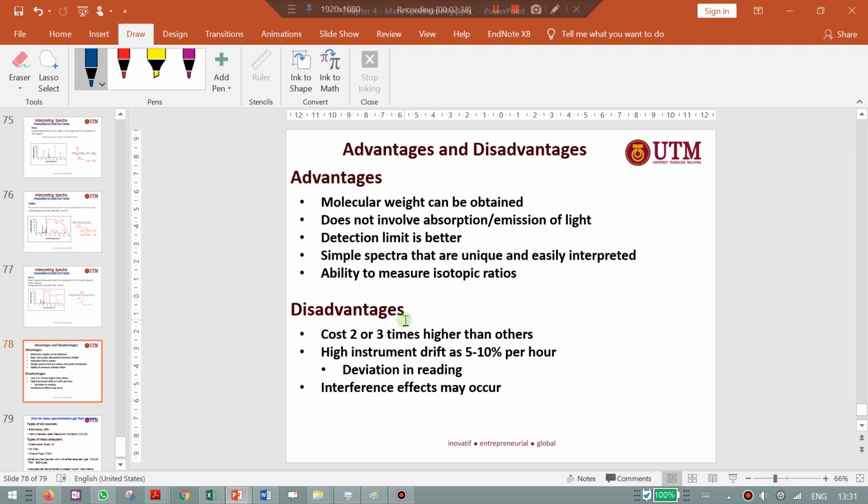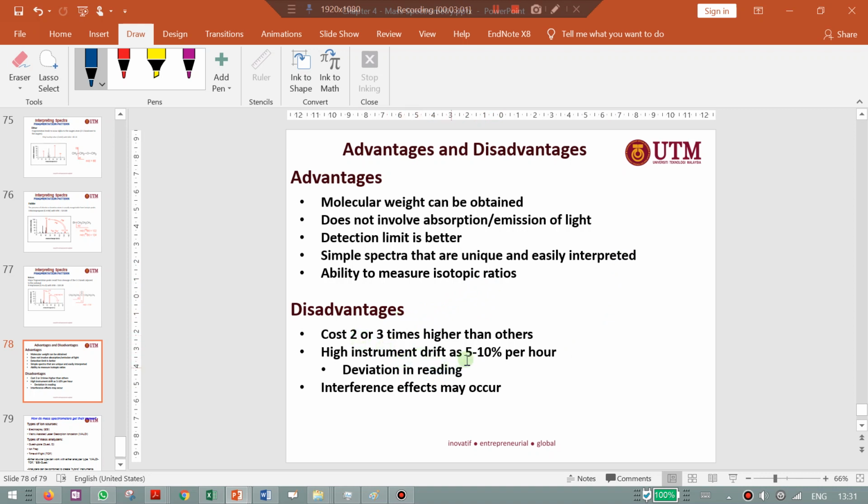Disadvantage: the cost of mass spectrometry, of course, is too expensive if you compare it to the normal instrument. For example, ATR FTIR is about 100,000, but for GCMS it can reach about 500,000 to 1 million ringgit. If you have the MS/MS, you can probably have more than that. The price is much more expensive.